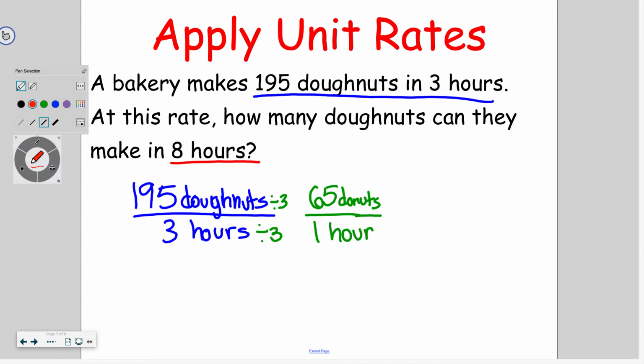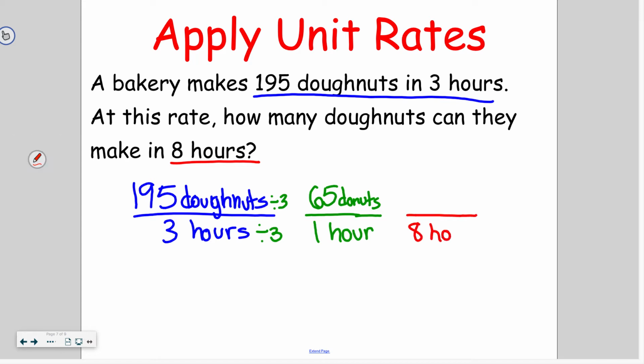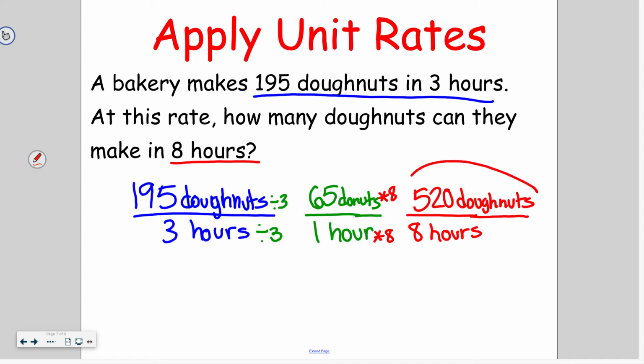So I have to take a second step on this problem. To get to my final answer, I want 8 hours on the bottom. In order to get from 1 hour to 8 hours, that means I am multiplying by 8. If I do it to the denominator, I have to do it to the numerator. And I get 520 donuts in 8 hours.